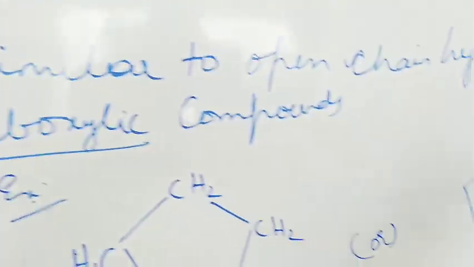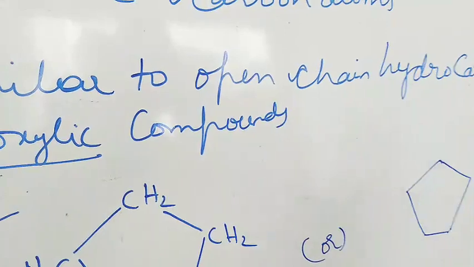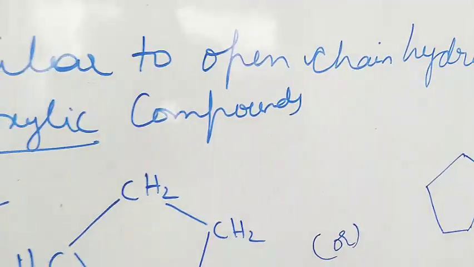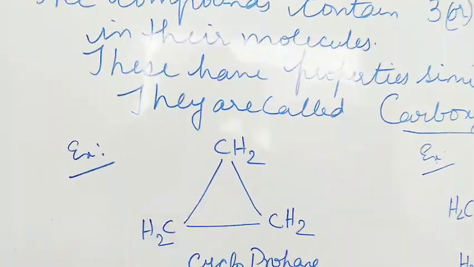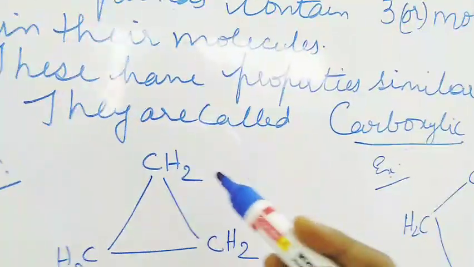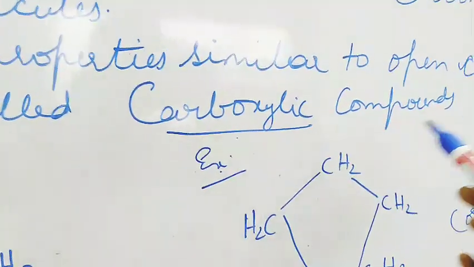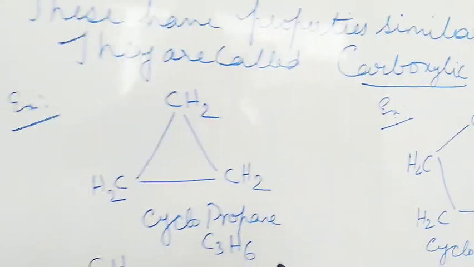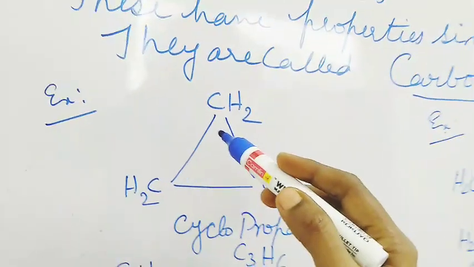They have properties similar to the open chain hydrocarbons. The only thing is, they are going to have a structural difference. These are called carbocyclic compounds. Now let us see this cyclic chain.